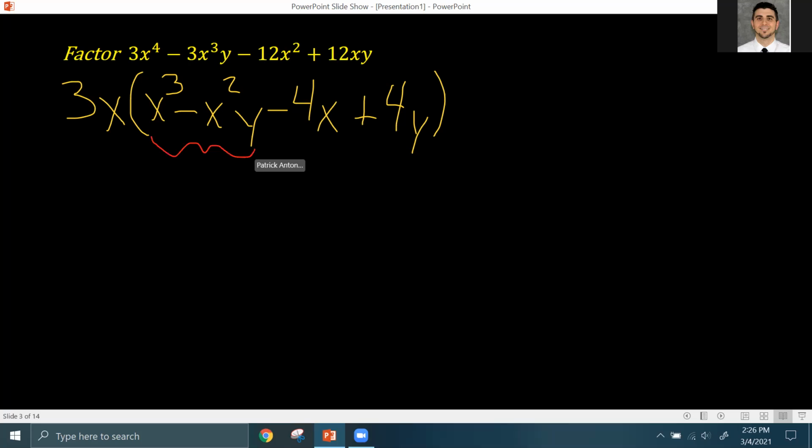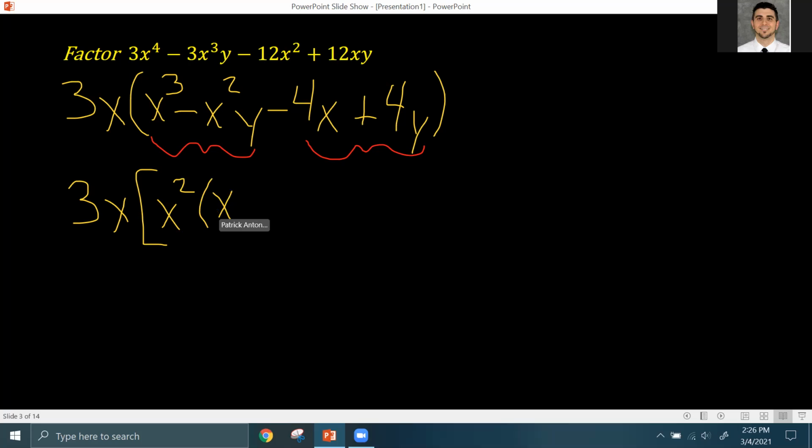So we're going to group the first 2 terms and the last 2 terms together and see what we can factor out of each of those. I'm going to use a bracket here because I have to introduce some more parentheses. In the first group, I can factor out an x squared. So you'd have x squared times x minus y.